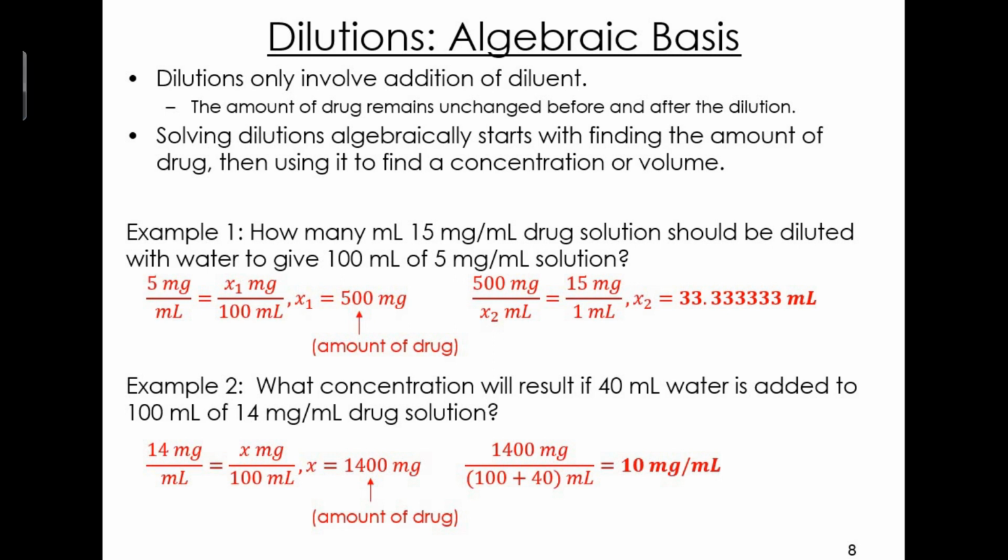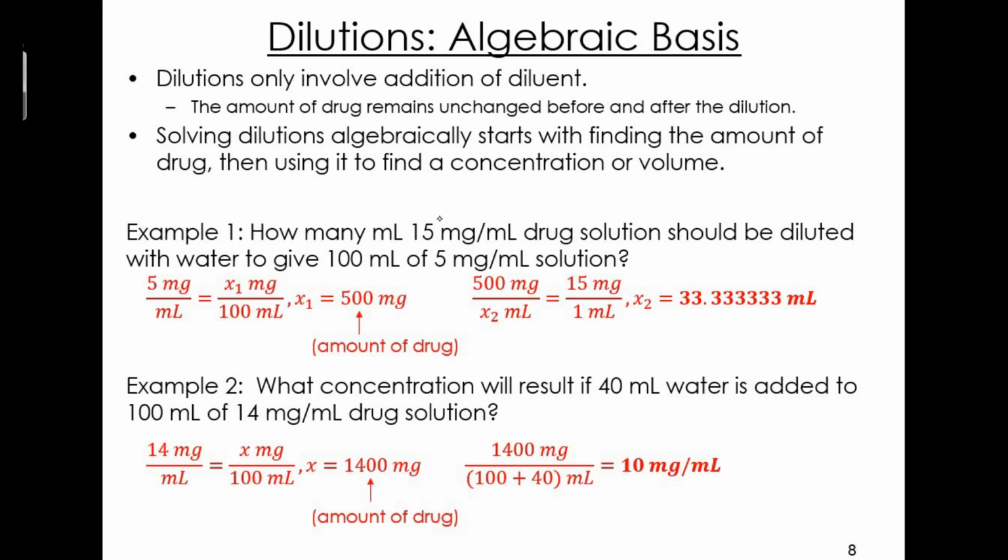When solving dilution problems algebraically, we usually start by calculating the total amount of drug. Because the amount of drug doesn't change during a dilution, we simply make it less concentrated by adding more diluent. So for example, how many mLs of 15 mg per mL drug solution should be diluted with water to give 100 mLs of 5 mg per mL solution?